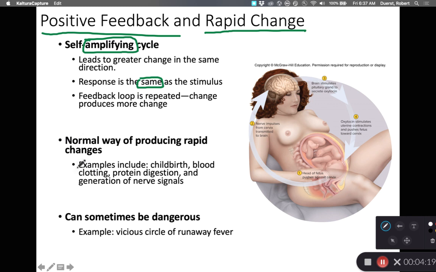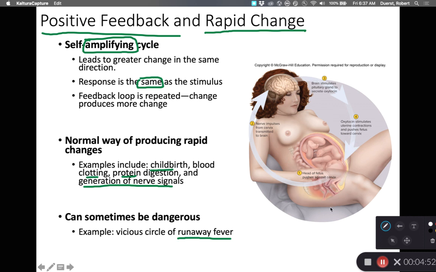Classic examples of positive feedback loops include childbirth, blood clotting, protein digestion, and action potentials, or sending electricity down a nerve fiber. These positive feedback loops can be dangerous because they can amplify a signal out of control. For example, we could have a runaway fever, and you have to break the cycle in order to break the positive feedback loop, and that typically requires a very dramatic change.